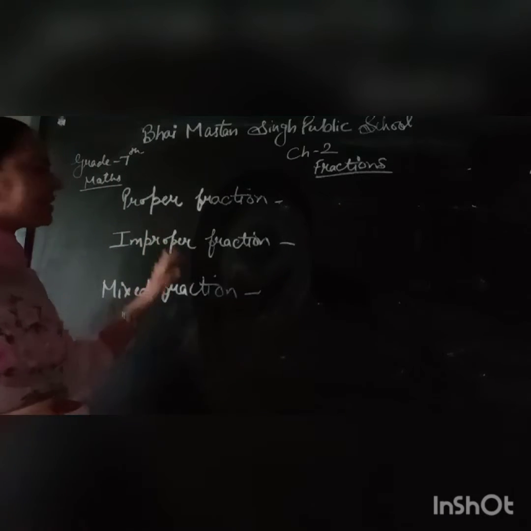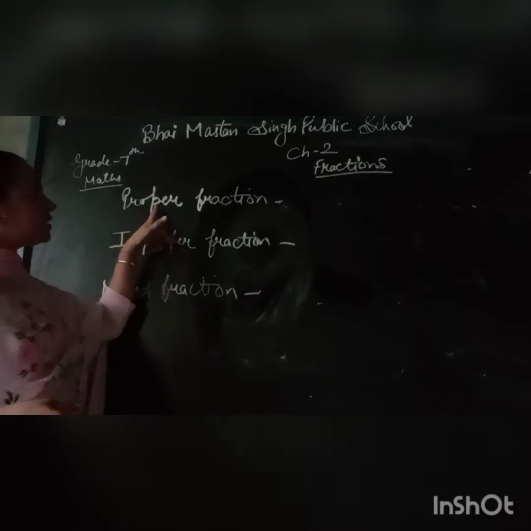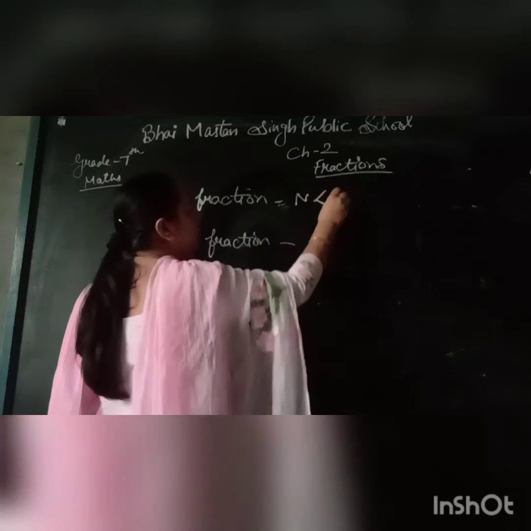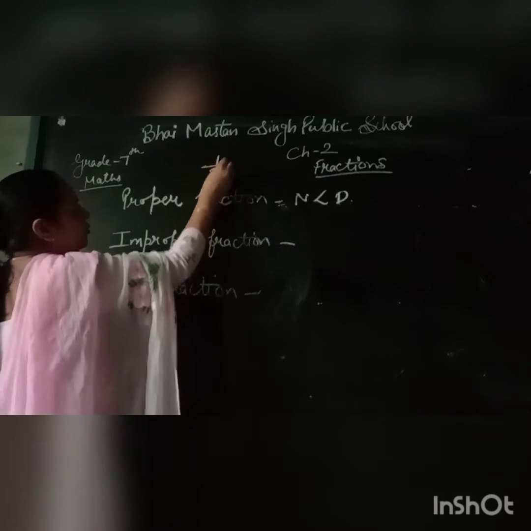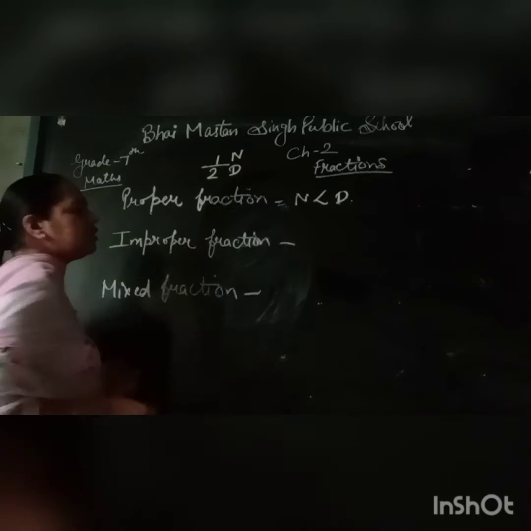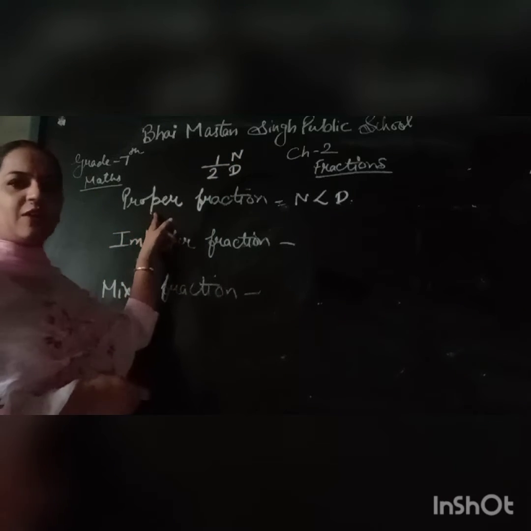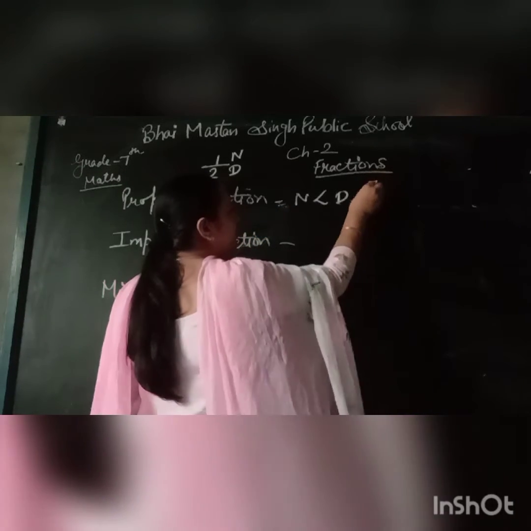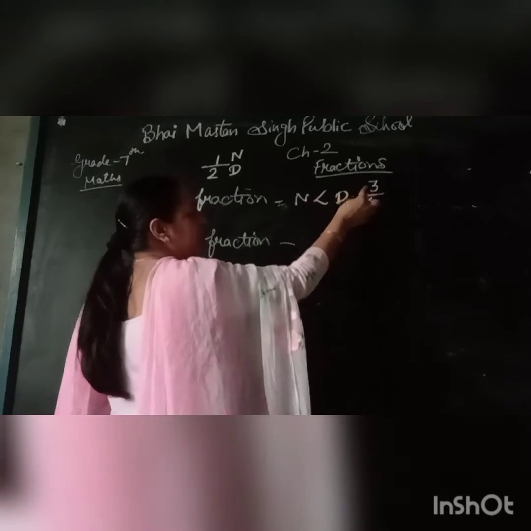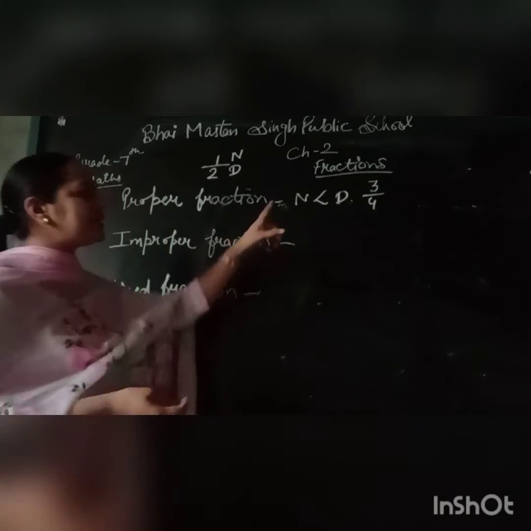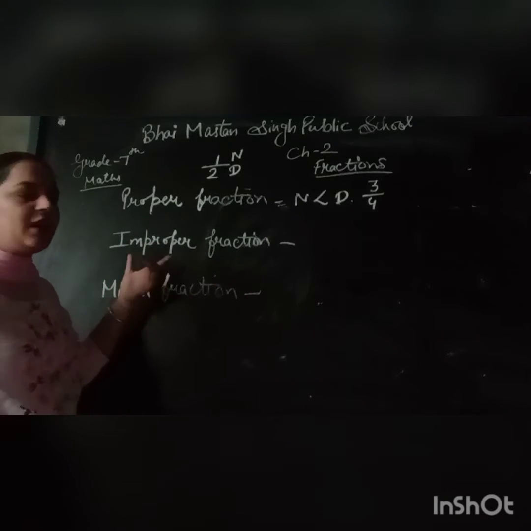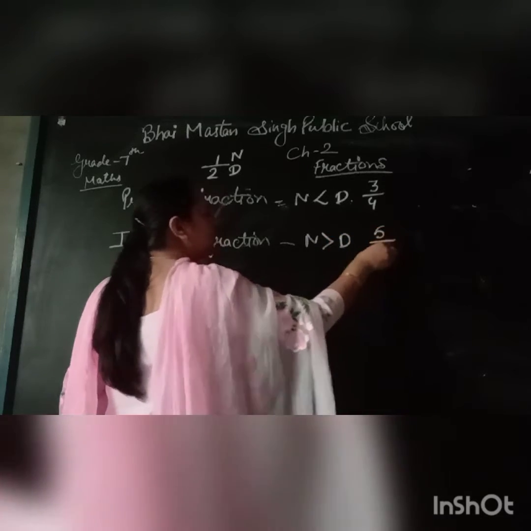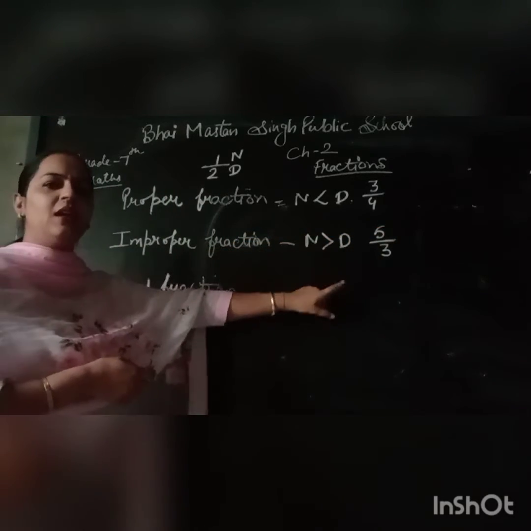After the definition we will discuss the types of fractions. First is proper fraction. A proper fraction is a fraction in which the numerator is less than the denominator. We have a fraction 1/2. This is called the numerator. This one is the denominator. For example 3/4. The numerator is 3, 4 is the denominator. So the numerator is less than the denominator. Same as improper, in improper the numerator will be greater than the denominator. Example 5/3. It means the numerator is greater than the denominator.